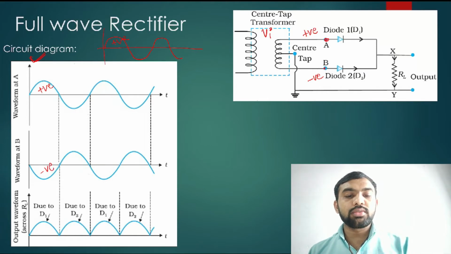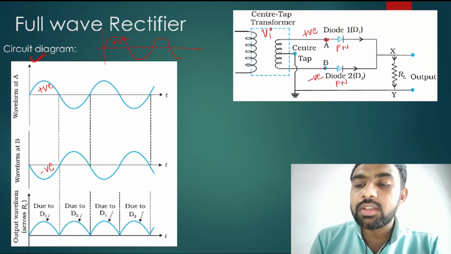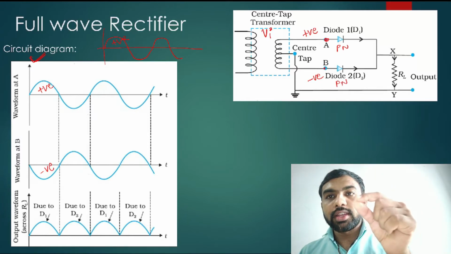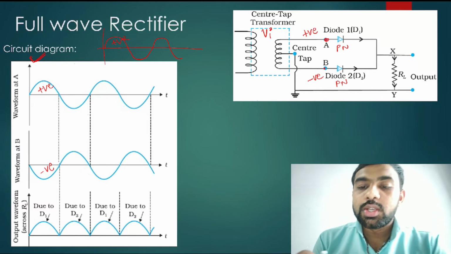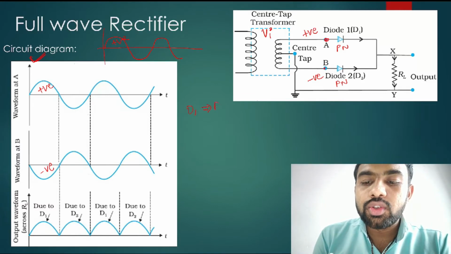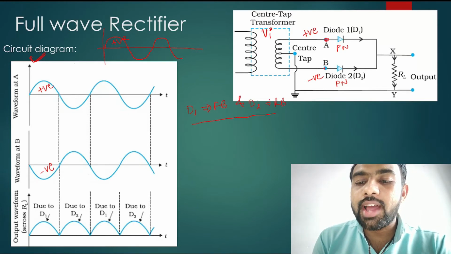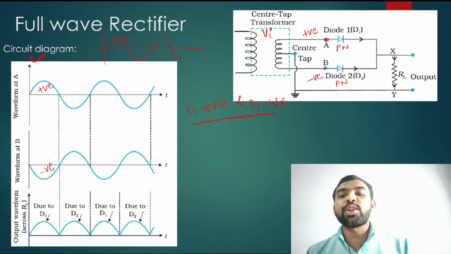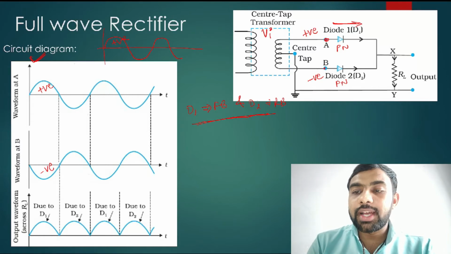Both diagrams are given to us. Now if A is positive, then here it is a PN junction, and here also a PN junction. So diode 1 is in forward bias and diode 2 is in reverse bias for the first half. This means diode 1 allows the current, but diode 2 does not. So here the current is flowing and it passes through the resistance in this way.